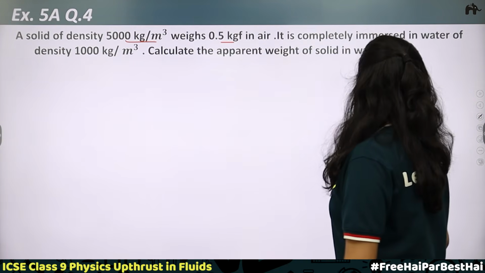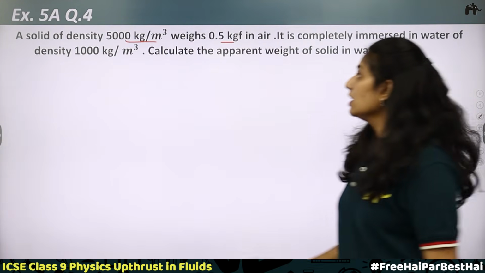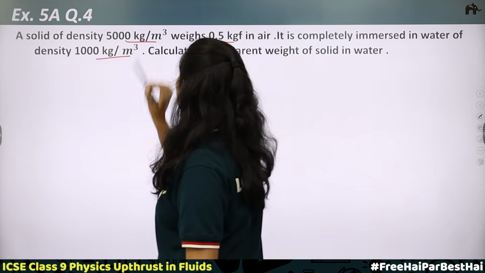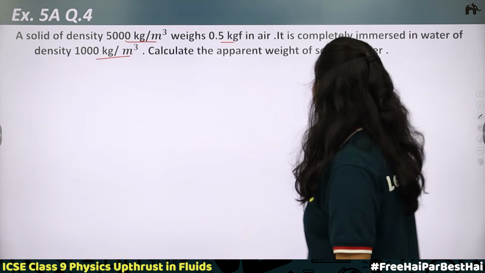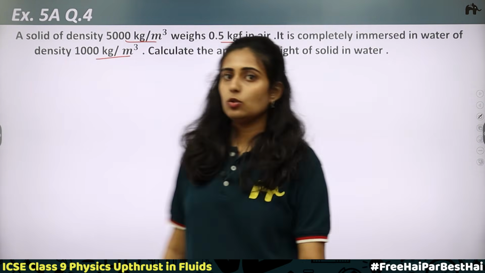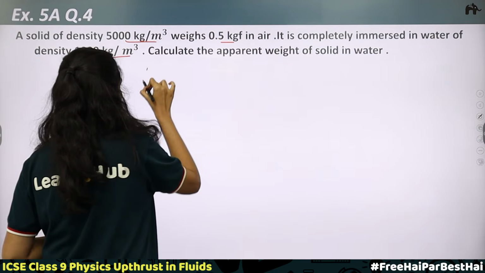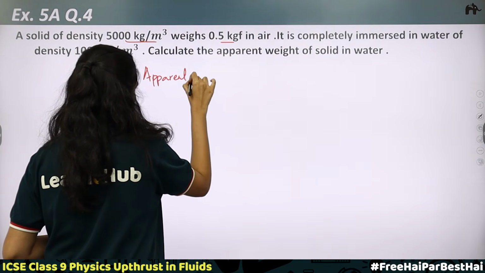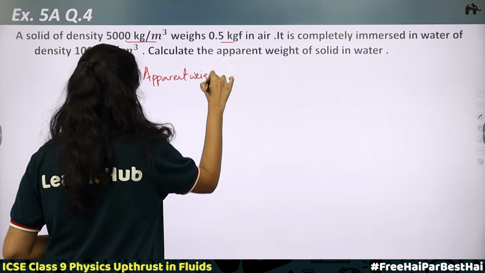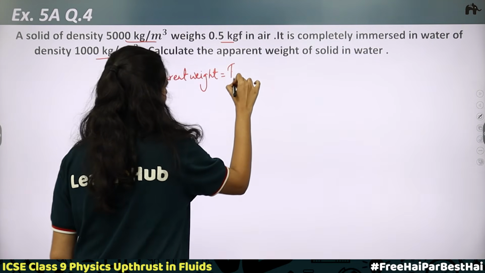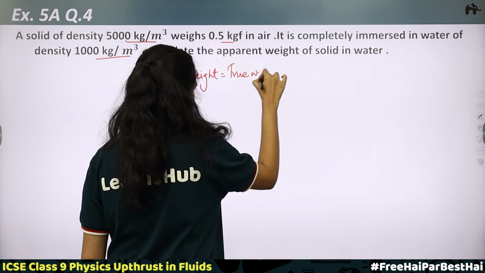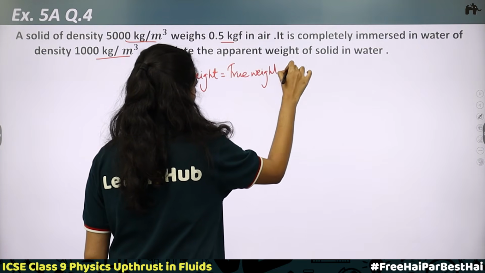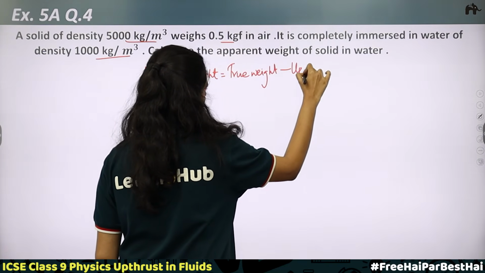in air. It is completely immersed in water of density 1000 kg per meter cube. Calculate the apparent weight of the solid in water. To find the apparent weight, what do we need? Apparent weight is equal to true weight, or actual weight, minus upthrust.